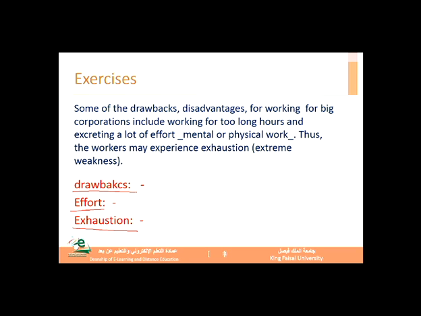We look at the reading selection above. This is the word drawback. It's followed by a word within 2 commas. This word is disadvantages, and it's logical. So this means that drawbacks means disadvantages. Drawbacks for working for big corporations include working for too long hours and exerting a lot of effort.